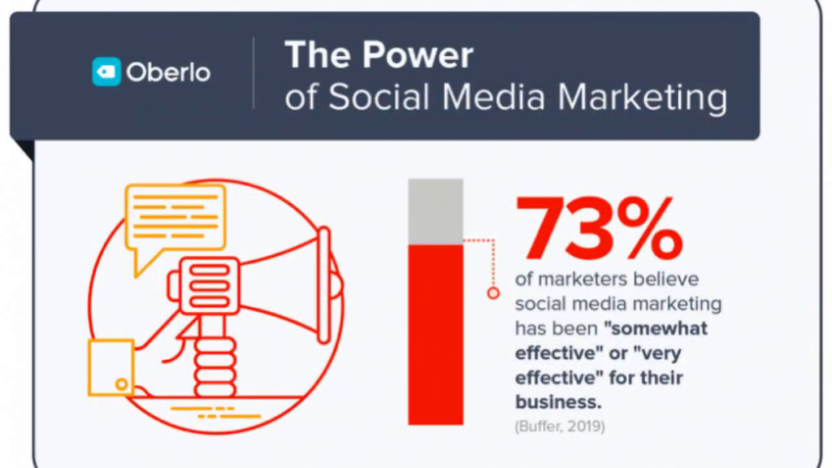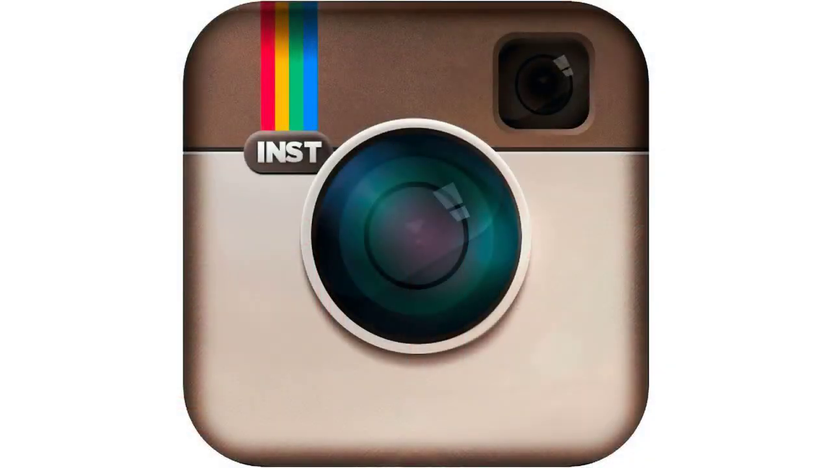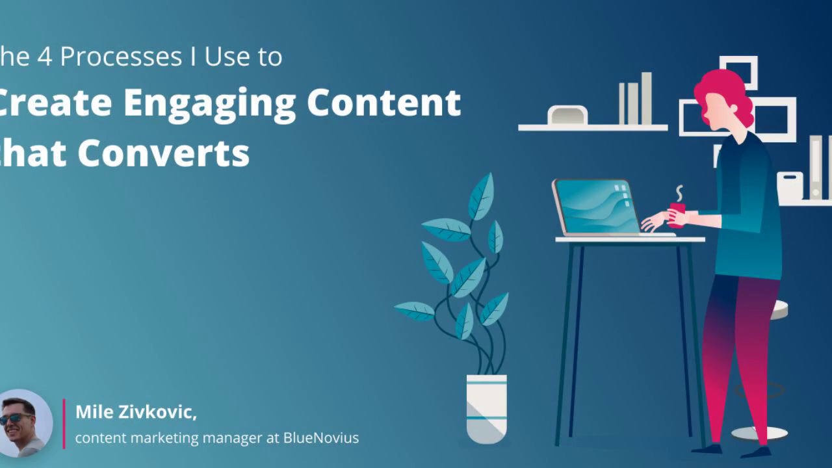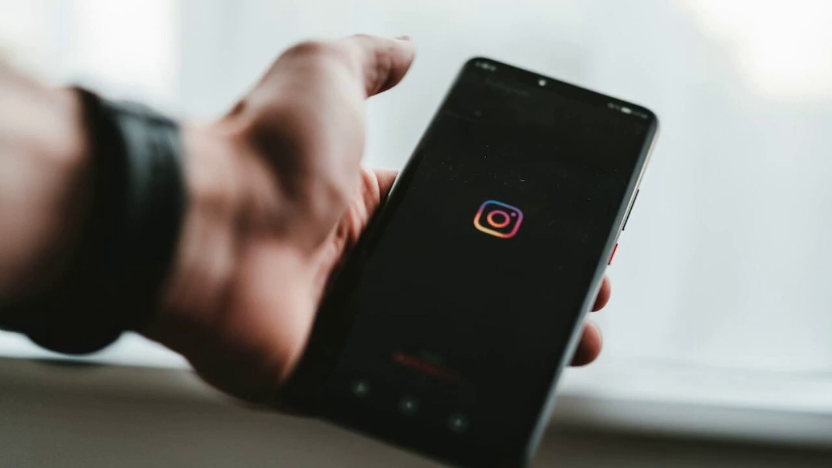The power of video content. Video content has become increasingly popular on Instagram. Users tend to engage more with videos than static images or text-based posts. Therefore, creating engaging and visually appealing videos is a key strategy for success on Instagram.